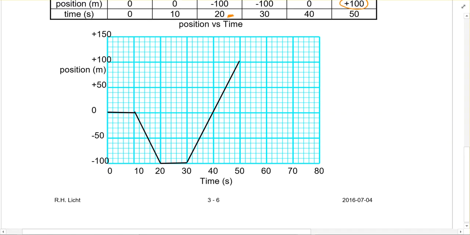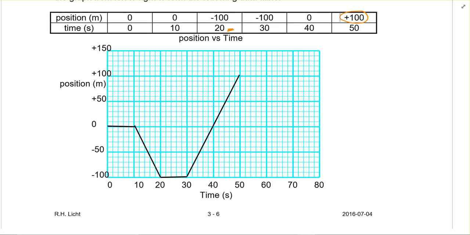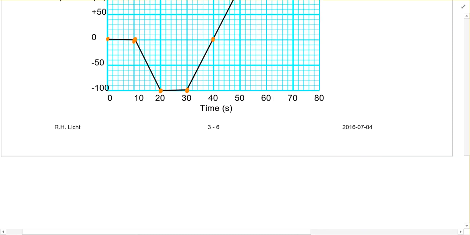Okay. And then all we've got to do now, we've done the hard part. Now all we've got to do is plot it. So we've got 0, 0 as our first point. At 10 seconds, it was still at 0. At 20 seconds, it was at negative 100. At 30 seconds, it was still at negative 100. And then at 40, we figured it was probably at 0 because it was halfway in between 100 and negative 100. And then at 50 seconds, it was at positive 100. So that would be our position time graph.